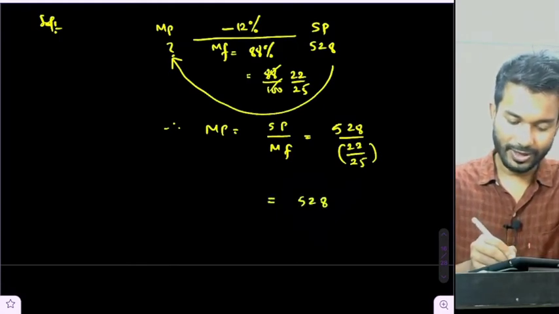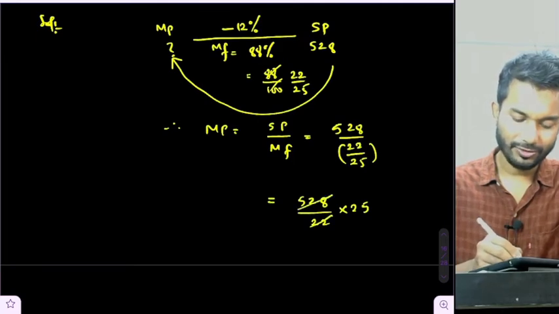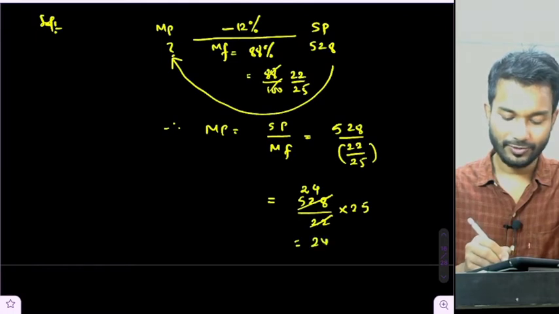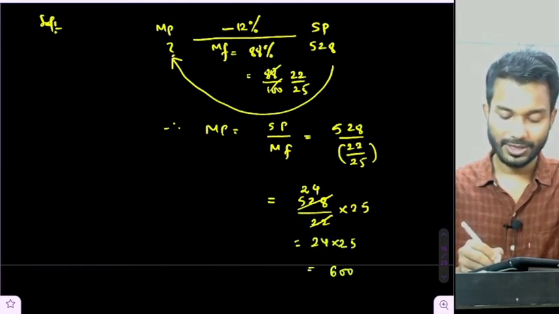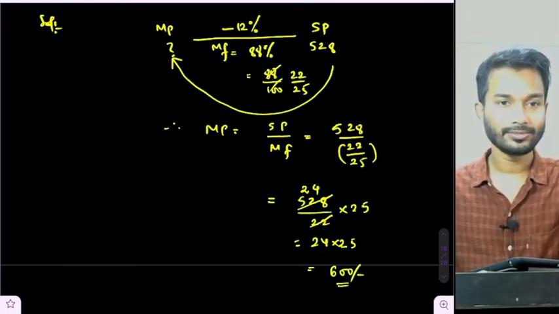What will we get? 528 divided by 22 into 25. 22 also we can divide directly. 22 is 44, 88. So we are getting 24 into 25. So 500 plus 100 will be 600 rupees, which will be the mark price. I hope you have understood the problem.